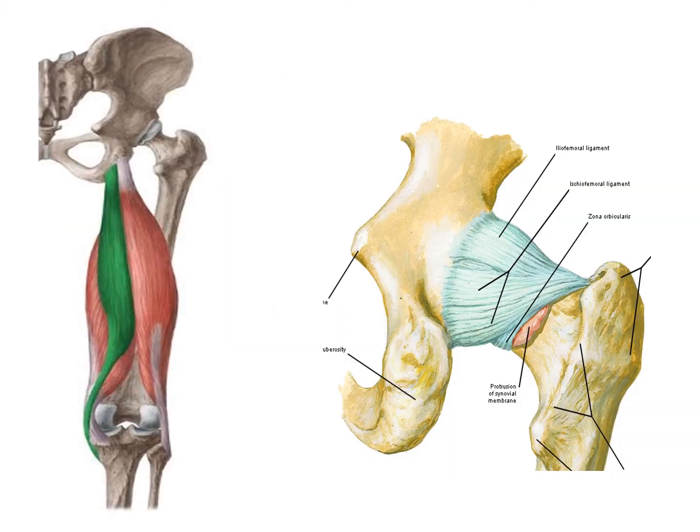So we've already discussed the semimembranosus. Now we will discuss the semitendinosus. We already know semitendinosus is also a true hamstring muscle. So this muscle, let us see its origin. Obviously it has to arise from the ischial tuberosity. So which part of the ischial tuberosity?